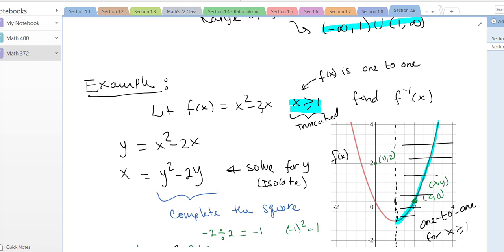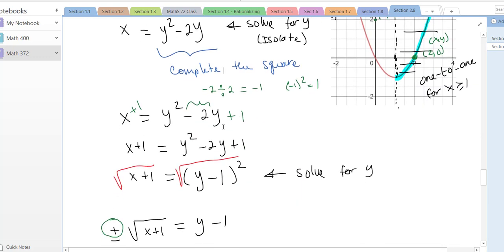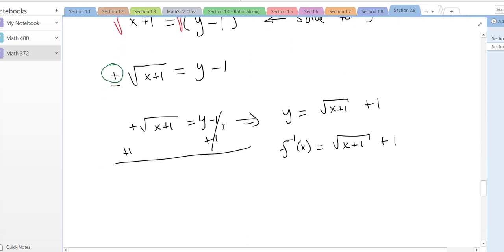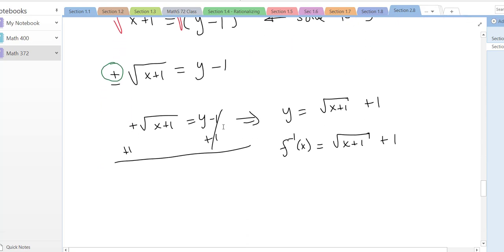So a function, again, just to restate it, a function that is one-to-one has an inverse. So if a function is not one-to-one, it doesn't have an inverse.